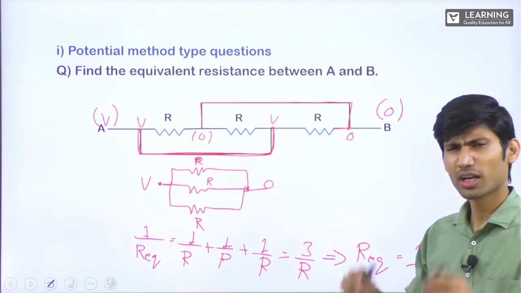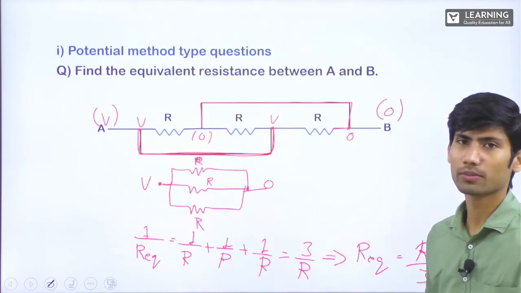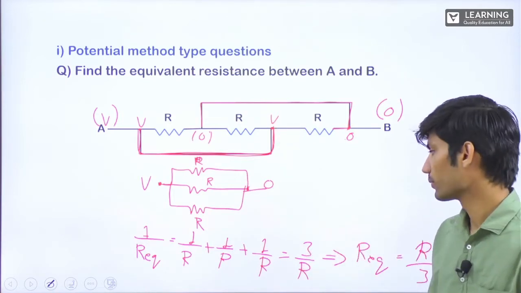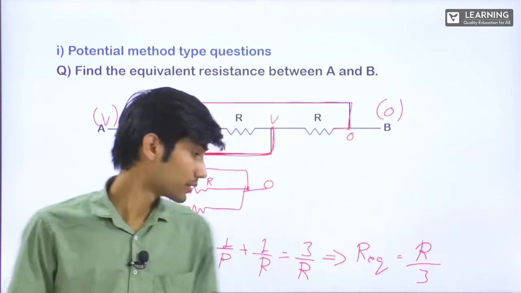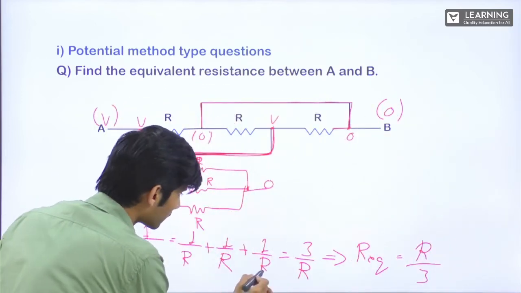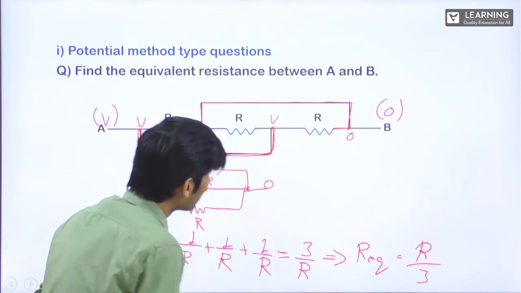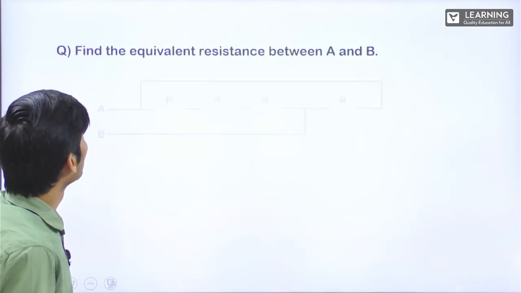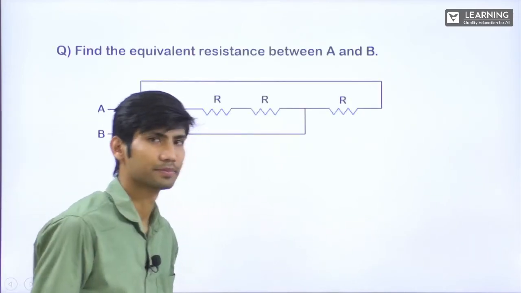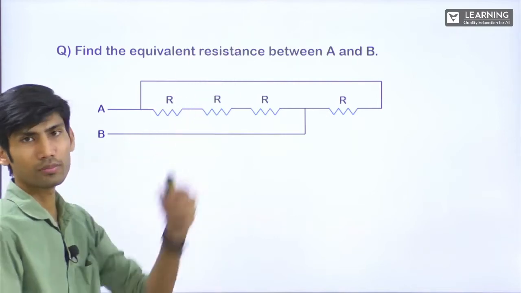Potential method type questions. A lot of questions you can solve from this particular method. All right, this is R. This is also R. Now let's move to the next one. This particular circuit. Try it on your own.